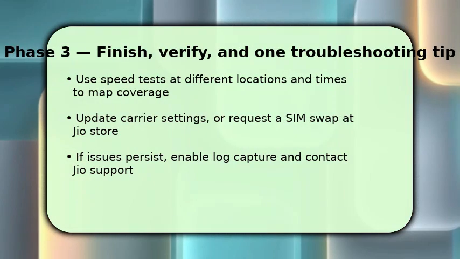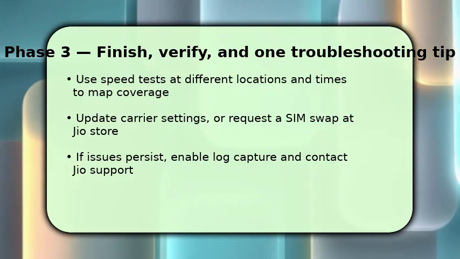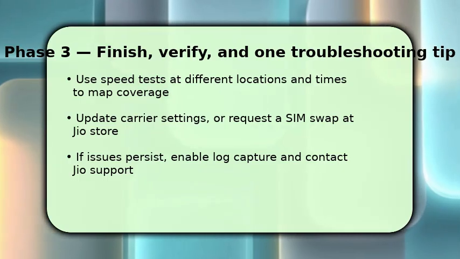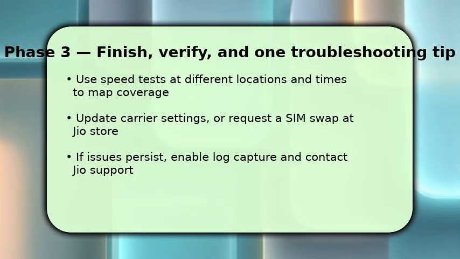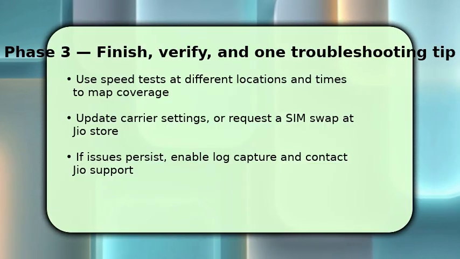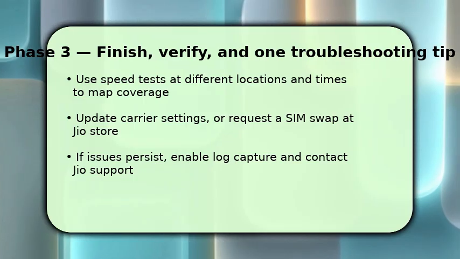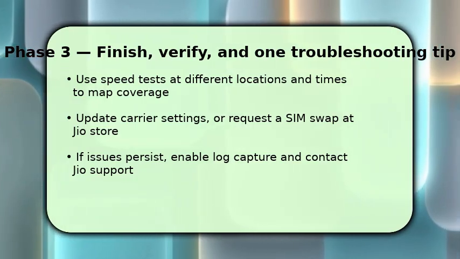For final fixes, perform controlled speed tests across locations and times to identify weak spots. This helps decide if it's coverage versus device issues. Make sure carrier settings are current, and if needed, request a new SIM. Sometimes a swap solves provisioning problems.